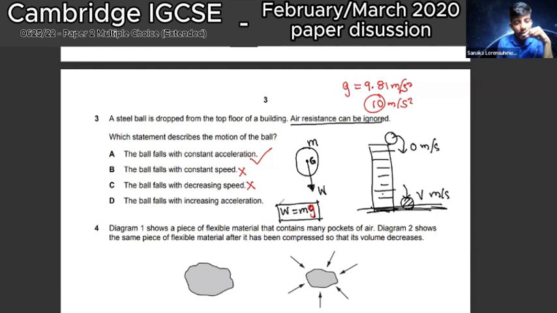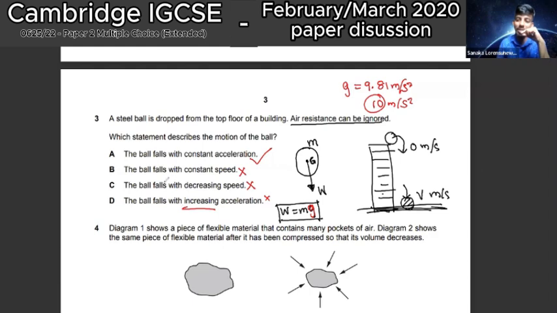D, the ball falls with increasing acceleration. No, I told you only g affects the situation, and g is constant. No increasing acceleration. This is wrong. Most of the students answer D. Why? They do not consider that air resistance can be ignored. They are not reading this part, and they say increasing acceleration.